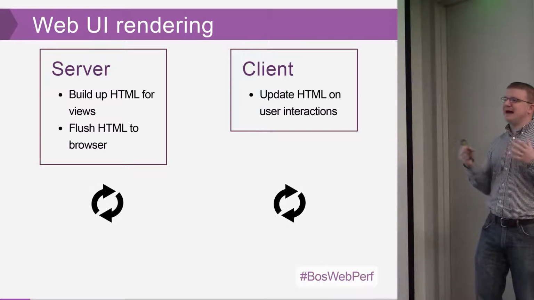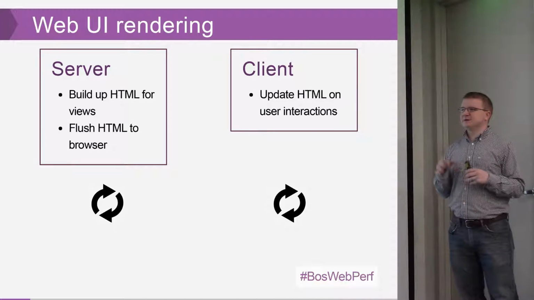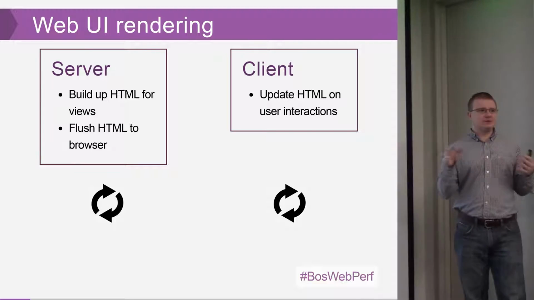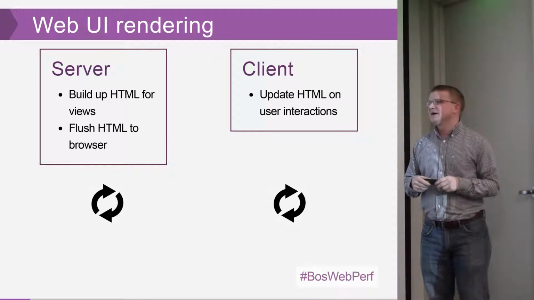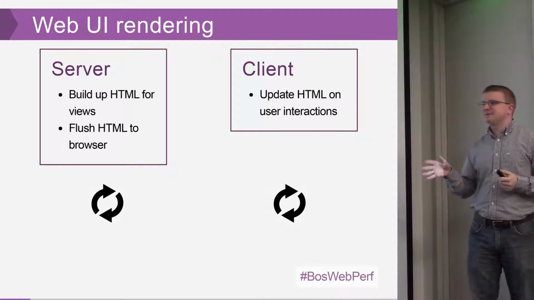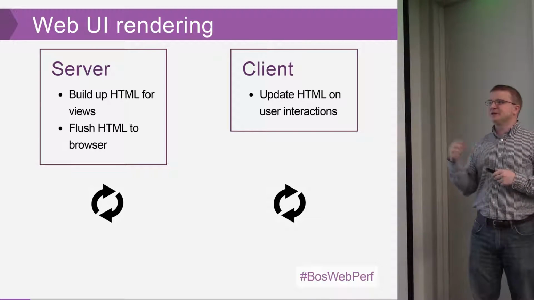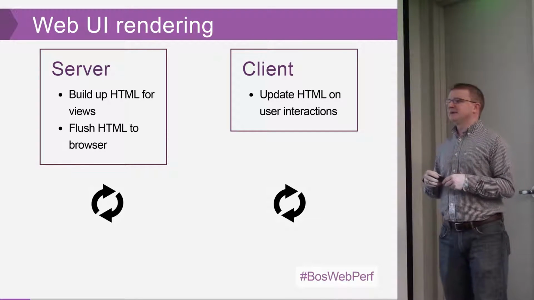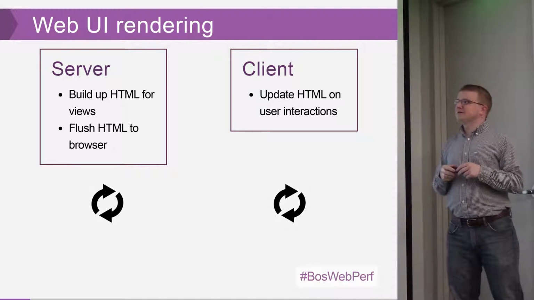And so, from a high level, from a technology standpoint, we have two big pieces here, the server and the client. So we'll be going back and forth between server and client performance and talking about the interaction there. When we talk about server rendering, we're talking about the server building up the HTML for the views, what is supposed to be on the page, and then flushing that to the browser so that the browser can interpret and display it to the user.